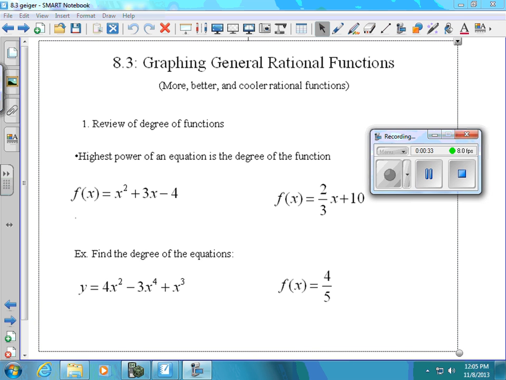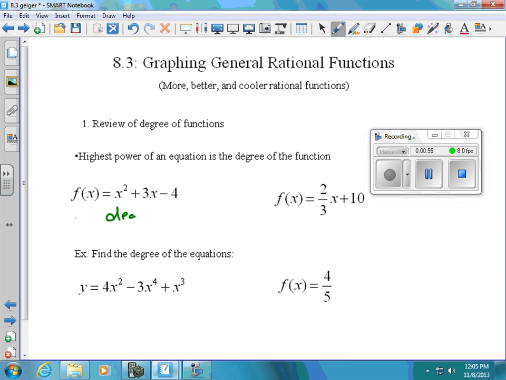Okay, before we continue on, let's review what the meaning of degree is. We're going to need the concept of degree to help us narrow down some key concepts in this section. First of all, degree is the highest power of an equation. So if we look at an equation, for instance, x squared plus 3x minus 4, the degree of this one is 2 because the highest power is 2.